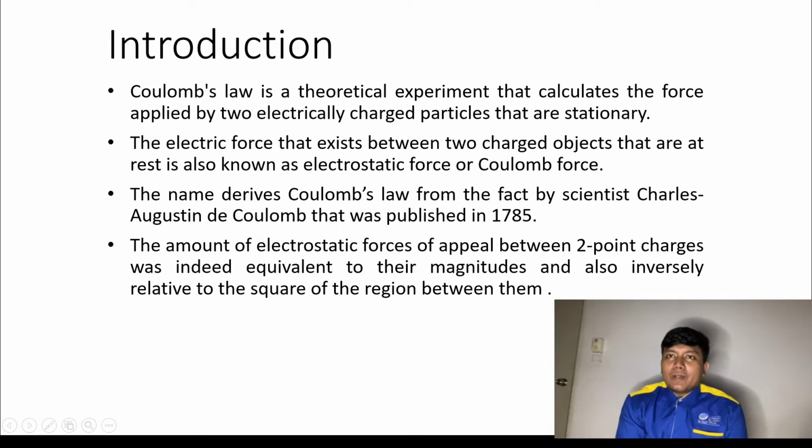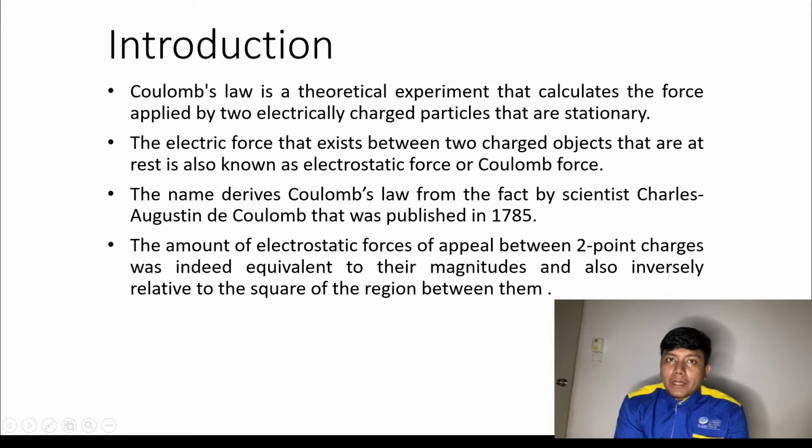For the formula, as shown in the law, the magnitude of F is equal to K times the magnitude of Q1 multiplied by Q2, over R squared. K represents Coulomb's constant. K is equal to 8.988 times 10 to the power of 9 N m² per C². The distance between the charges is denoted by R, and the signed magnitudes of the charges are denoted by Q1 and Q2.